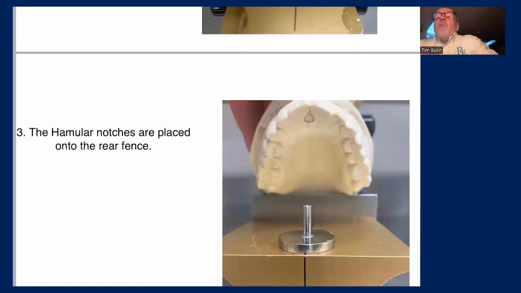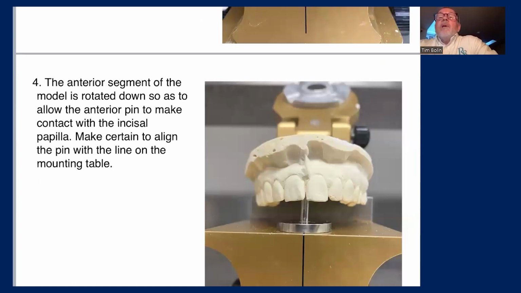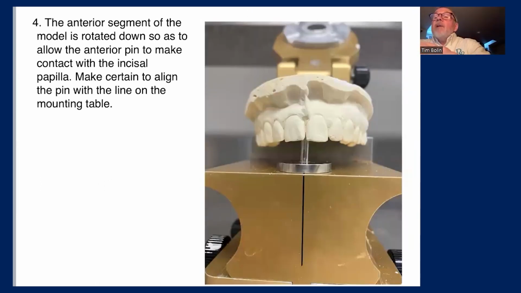We line up the hamular notches on the rear fence, and occasionally I'll get a hamular notch that's real flat, so I'll put a slight indentation with an X-Acto in there so it will lock onto the fence nicely. So we simply align the fence with the hamular notches, and then we rotate the anterior segment down, allowing the pin to make contact with the incisive papilla. We're going to make certain to align that pin with the line in the middle of the mounting table.